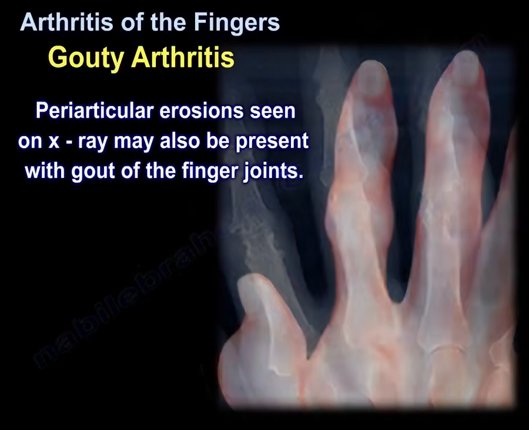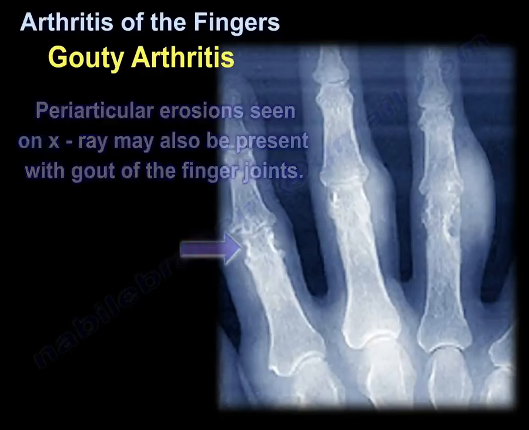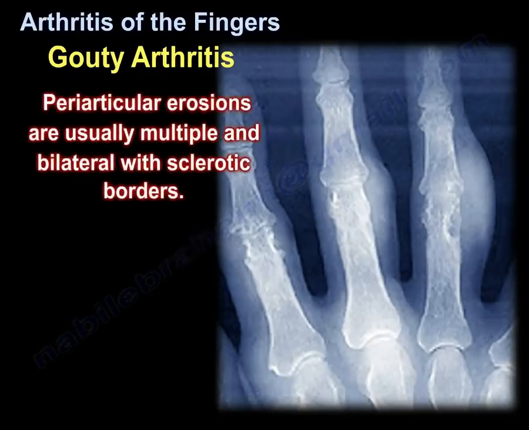Periarticular erosion seen on X-ray may also be present with gout of the finger joints. The periarticular erosions are usually multiple and bilateral with sclerotic borders.